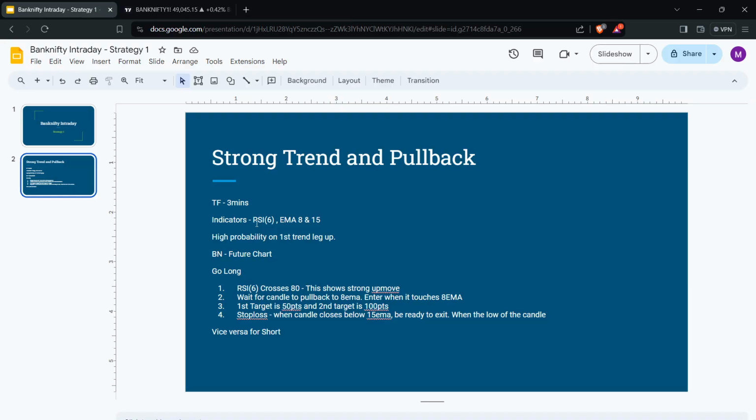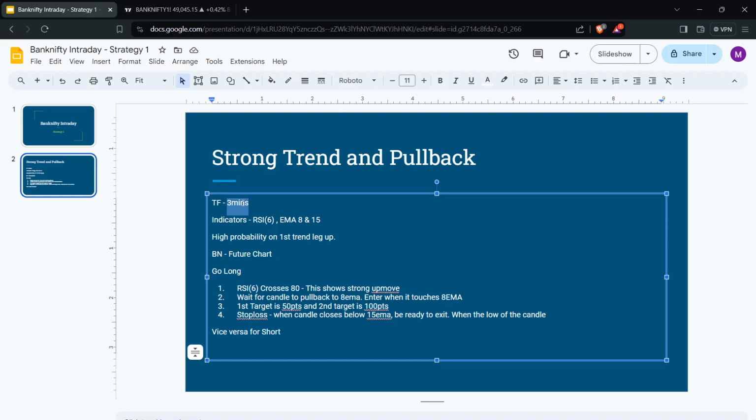Bank Nifty intraday strategy. Alright, so what we need is, this is an intraday, so for Bank Nifty we have 3 minutes, and most of the intraday strategies in Bank Nifty are 3 or 5 minutes, which we are going to discuss in the subsequent videos. And indicators, basically we need RSI, 6 period RSI, EMA 8 and EMA 15, and this is a high probability setup on the first leg up.